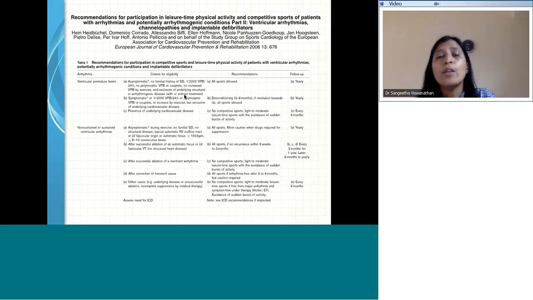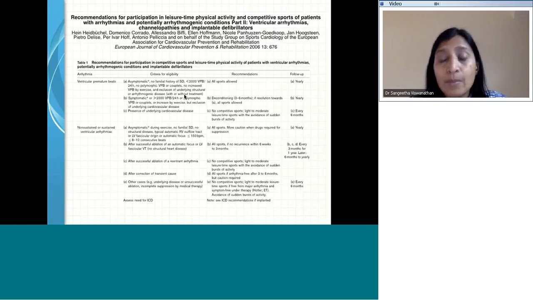Okay. So when you have these benign ectopics, you don't restrict the patient. They can continue with a normal life, and normal activity levels. You follow them up annually, but you don't restrict them, and you take a fairly reassuring line with them.